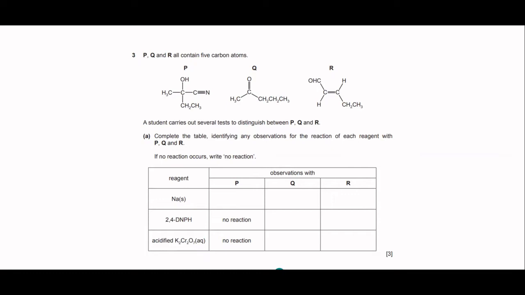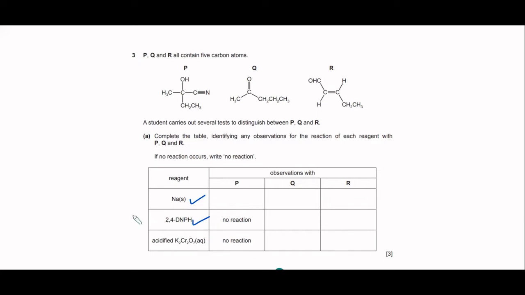So a student carries out several tests to distinguish between P, Q, and R. Complete the table identifying any observations for the reaction of each reagent with P, Q, and R. If no reaction occurs, write no reaction. So here the student performs several tests, but not all of them have been included. Only the relevant ones, the ones with which the functional group in the compound gives a positive response, have been tabulated.